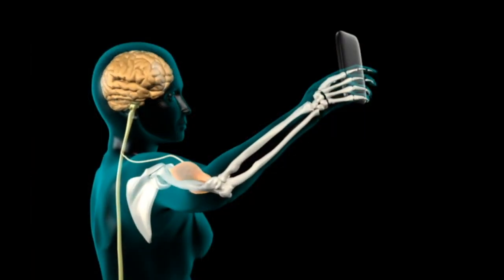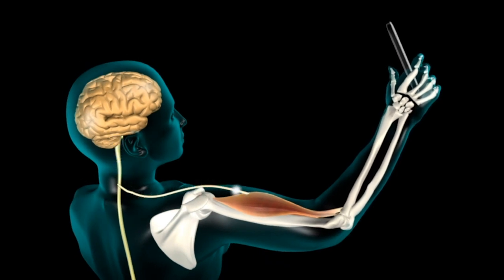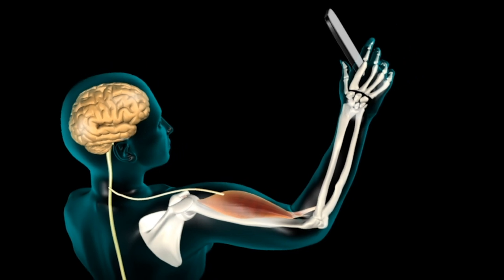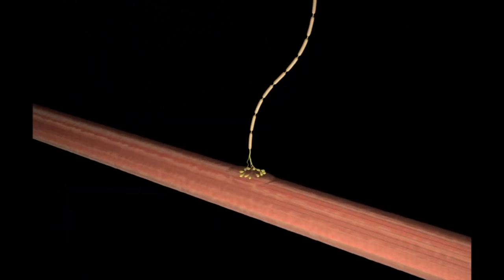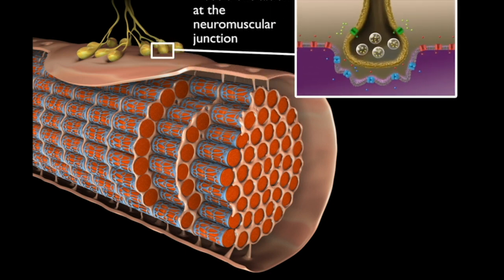Skeletal muscle fibers contract as a result of electrical impulses from nerve cells called motor neurons. To understand how muscle contraction works, we divide the entire process into 3 phases. The first phase is muscle excitation at the neuromuscular junction.